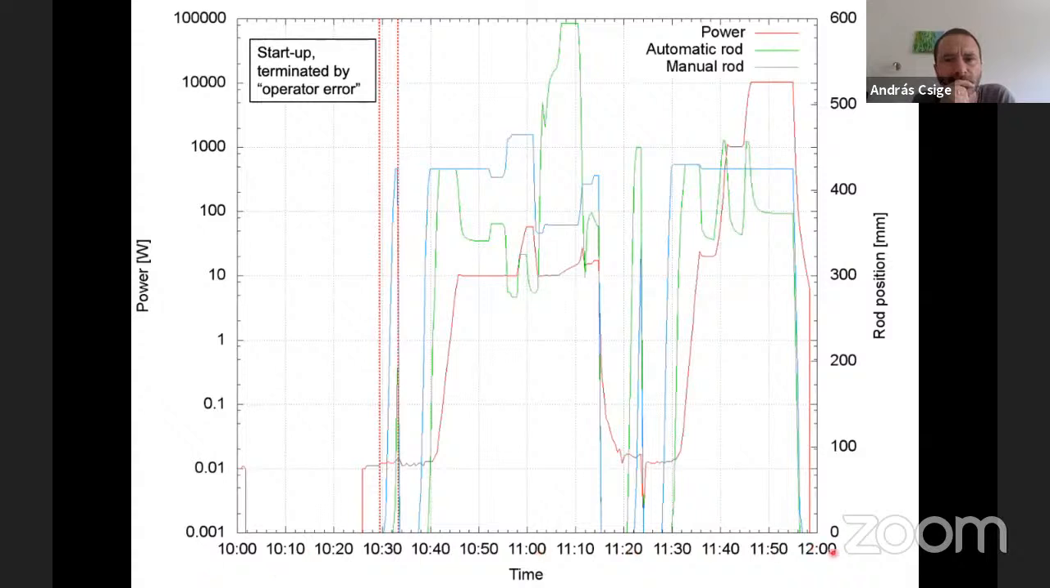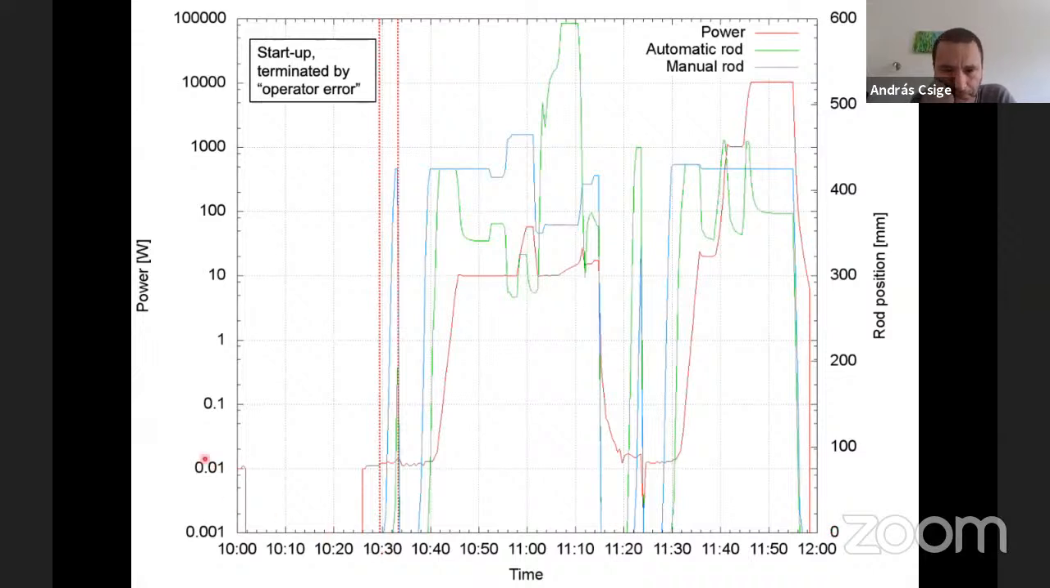Horizontal axis is time. The left vertical axis is power, and it has a logarithmic scale. This is for the red line. The vertical axis on the right-hand side is linear, and it's for automatic and manual controller position.